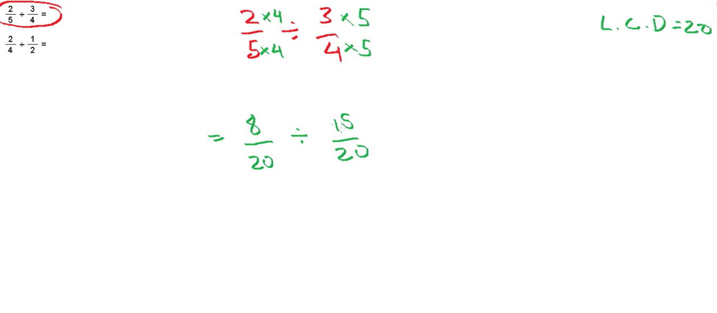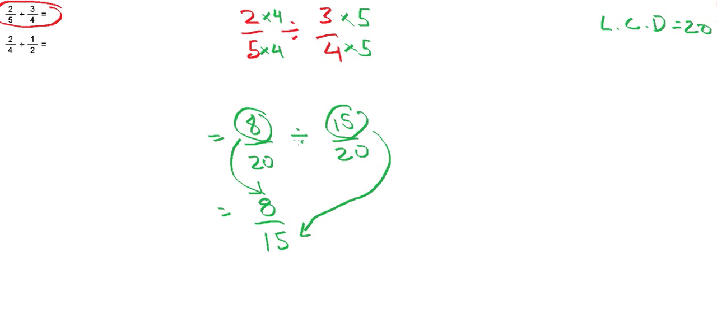So our new number sentence is 8/20 divided by 15/20. Now our new fraction is simply 8 over 15. What we do is we grab our first number, and our first number becomes our new numerator. And our second number becomes our new denominator, so that goes at the bottom. So just see it as 8 divided by 15, and that is our answer there.